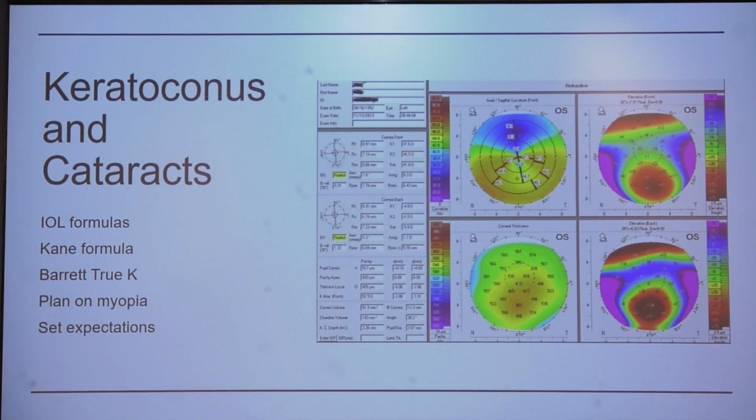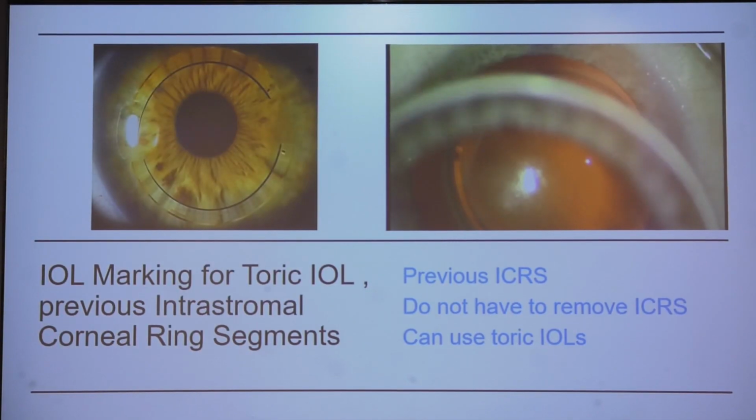IOL formulas are very important. The Kane formula is a newer formula that I think is very helpful for keratoconus. You also want to plan on some myopia. I usually aim for about a -1 to a -2, and you of course need to set expectations. The Barrett True-K formula and some of the other formulas that we commonly use, I find have a little bit more variable results.